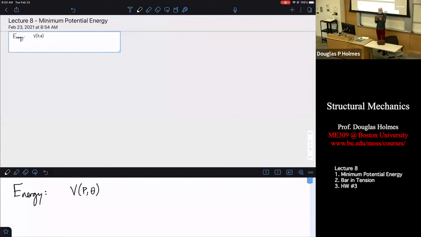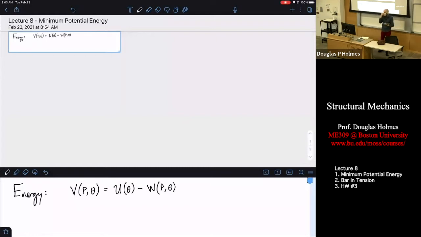And you can elaborate on that and say, well, our strain energy is going to be a function of theta, and our potential, oops, I should use F there. We'll go with work, so I'll make it a negative sign. My work is going to be a function of P and maybe angle.